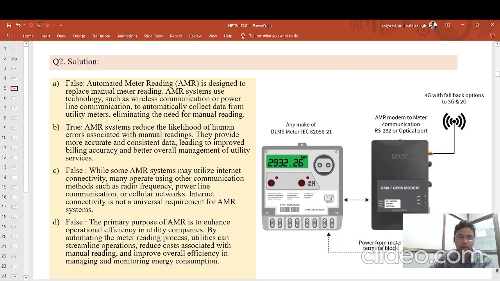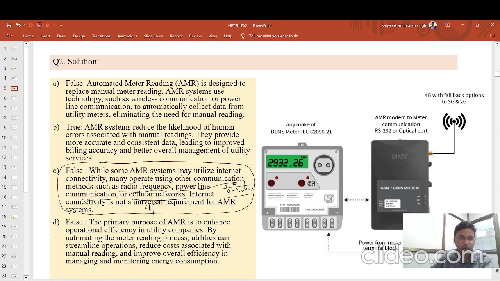If you see the first one, why this is false: you don't need a continuous data connection, because you can transfer that data using radio frequency and also using power line communication. In PLC you don't need any extra communication setup. You can transmit the data on the same power line. So internet connectivity cannot be an issue with power line communication or cellular networks. Even if you don't have any internet connection, the data can be transferred using PLC systems, radio frequency, or cellular networks. Any doubt, guys?